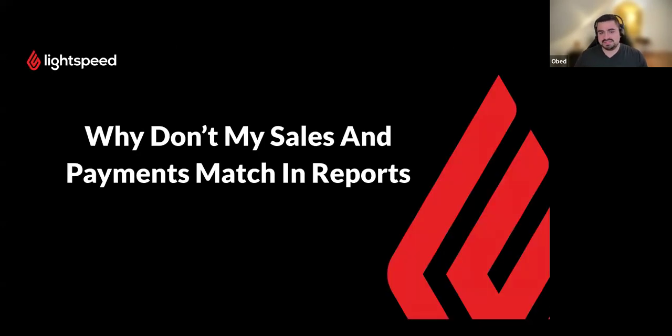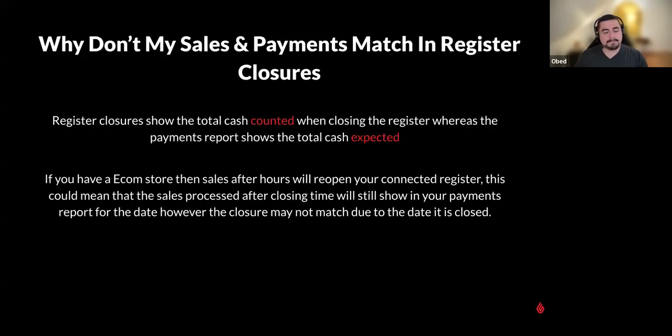Second question is, why don't my sales and payments match in the two reports? Something to keep in mind is that the register closure shows the total cash counted at the end of the day, whereas the payments report will show what was expected. I'll keep using the cash example. If you took $1,000 in Lightspeed, the payments report would show that amount since that's what's expected, but the register closure will show what was actually counted at the end of the day.